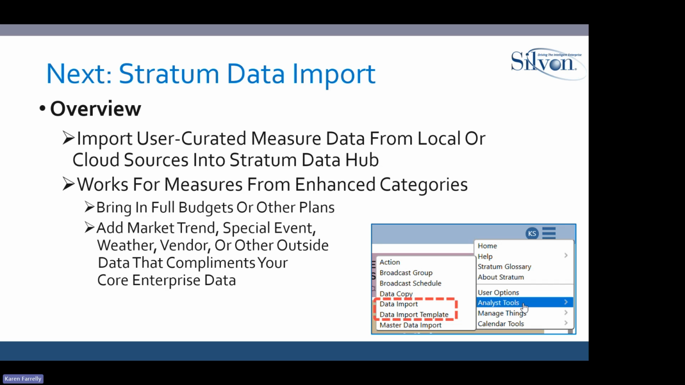This works with measures that are called enhanced categories. So you could bring in a full budget or other plans into your environment. You can add market trend data, special event data, weather, vendor, other outside data that you think complements your core enterprise data.